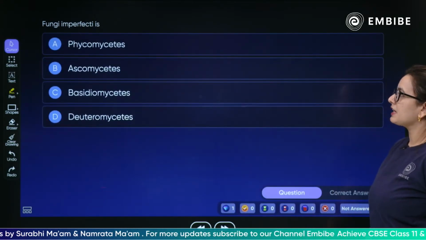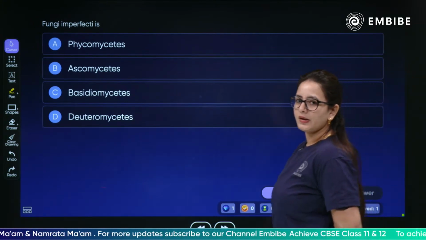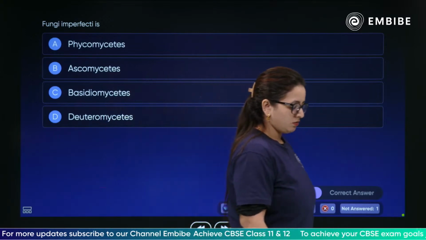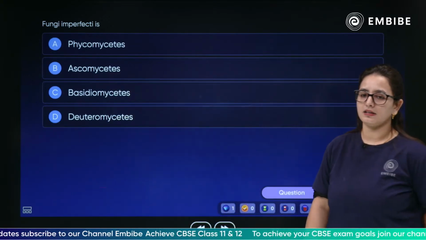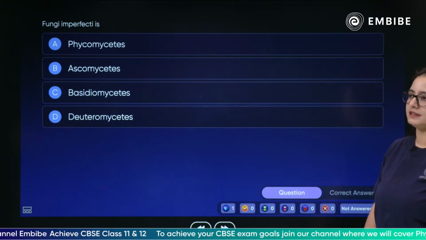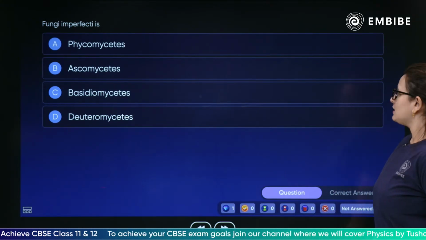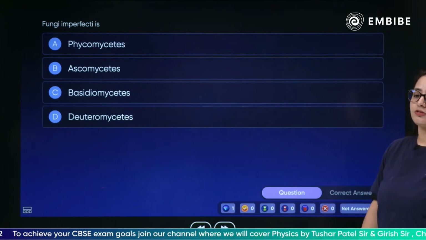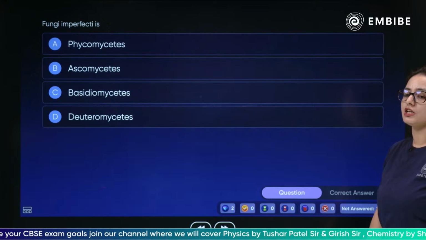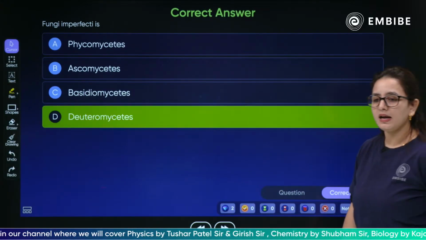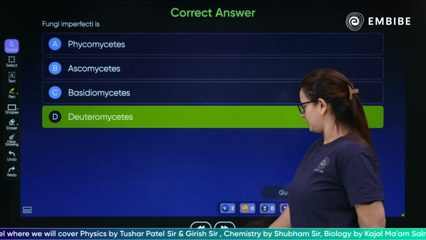Next, what is the fungi imperfecti? Very simple question. Phycomycetes, Ascomycetes, Basidiomycetes or Deuteromycetes? Very simple. The fungi imperfecti is that which does not show sexual reproduction, and the only fungi which does not show sexual reproduction is the Deuteromycetes, and that is why it is called fungi imperfecti.